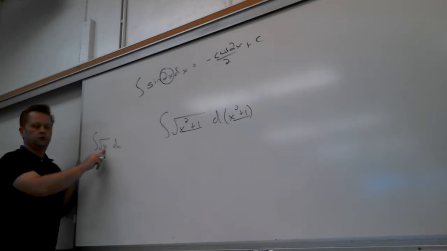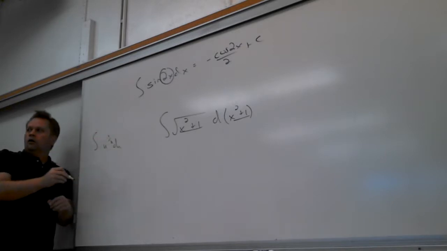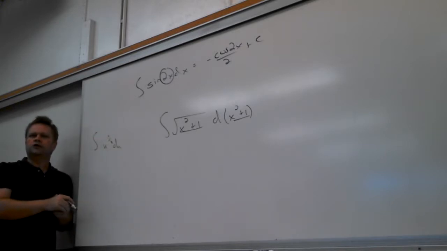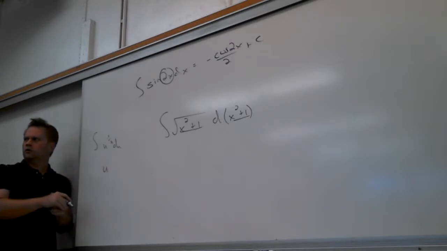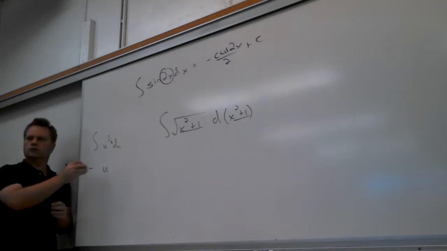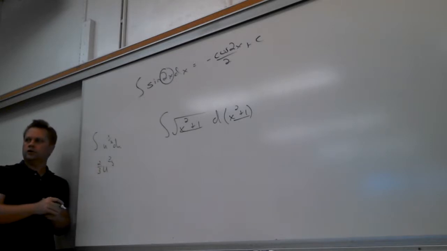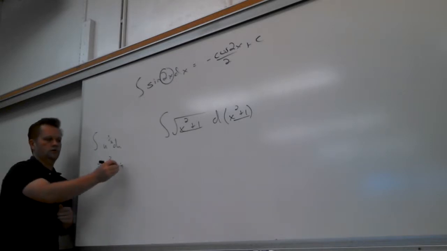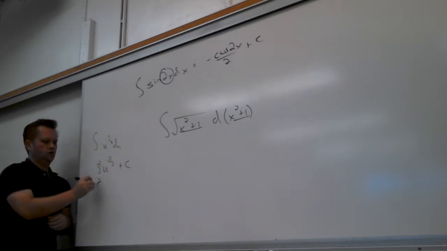Well, how do you integrate square root of u? Square root of u is u to the 1/2. How do you integrate that? Help me. How do you integrate u to the n? n plus 1. 3 halves. 2 halves. 2 thirds. There it is. Plus C. And then what is u? u is x squared plus 1. So it'll be 2 thirds.